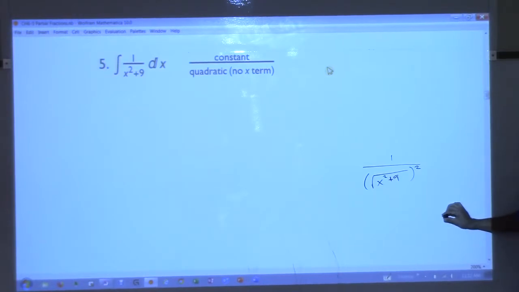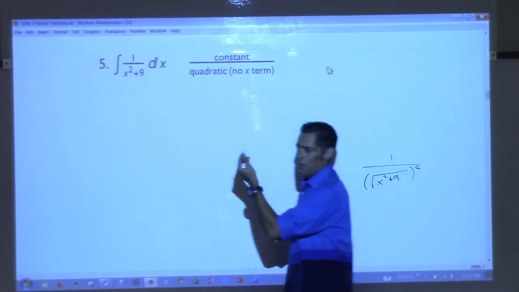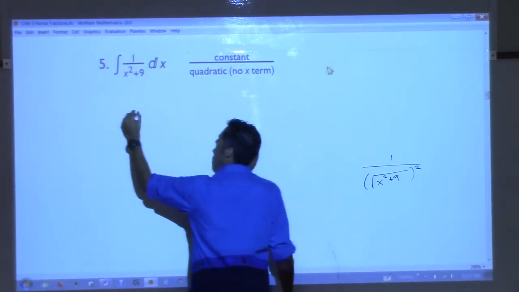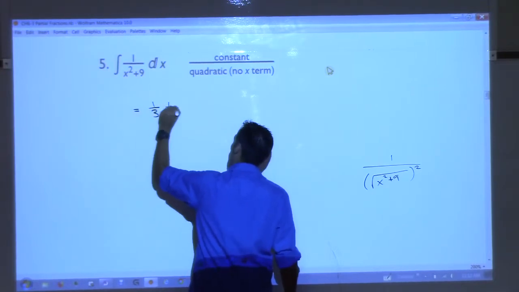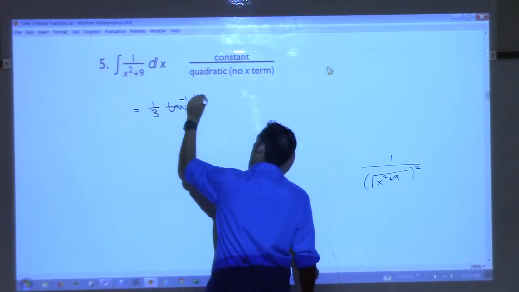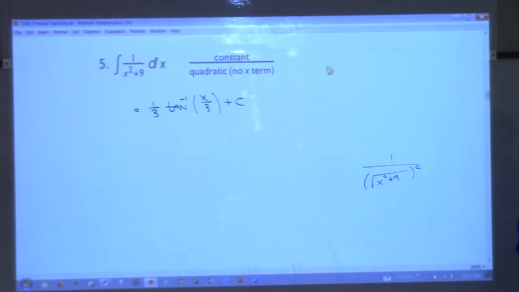There was an inverse tangent thing we talked about. Yeah, it was the first thing I put on the board today, right? The formula for 1 over u squared plus a squared. This is it right here, isn't it? Except it's x instead of u. So this one, without doing any work, is 1/3 tangent inverse of x over 3 plus c. Done. Move on, right?